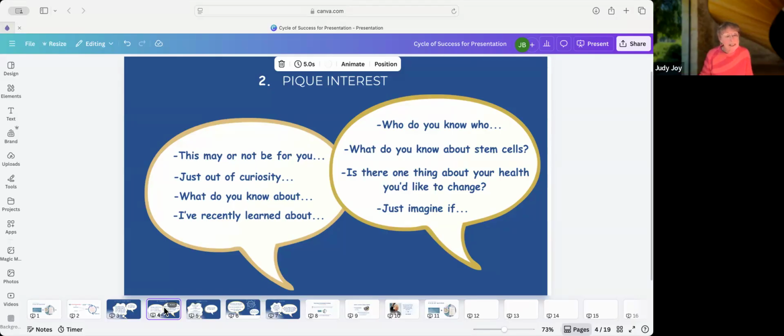Just out of curiosity, what do you know about? I've recently learned about. Who do you know who is looking for extra income? Who do you know who's in pain? Hey, what do you know about stem cells? Is there one thing about your health you'd like to change? Just imagine if. We're familiar with these phrases.